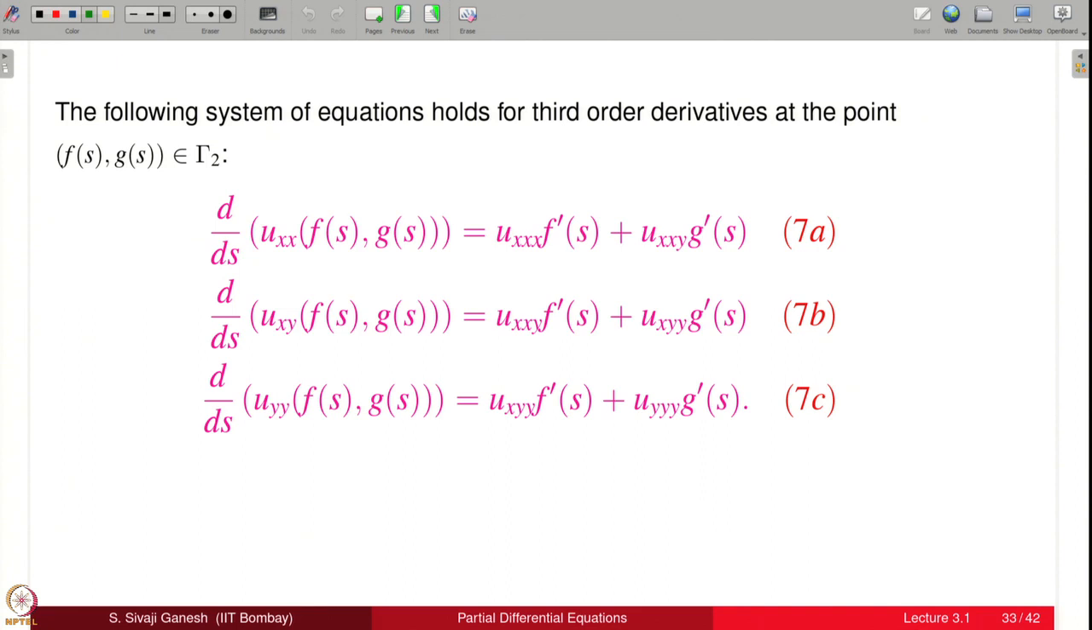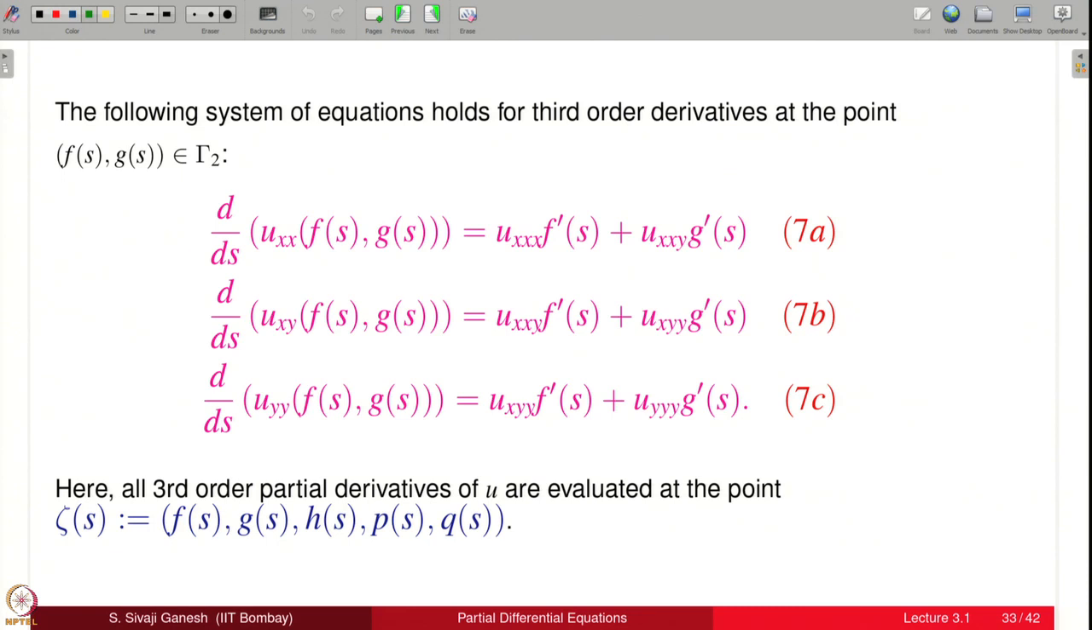The following system of equations holds for the third order derivatives at the point zeta s, eta s in gamma 2. See, we knew u xx, u xy, u yy as functions of S. These have already been determined. Therefore, we can differentiate them d by ds, d by ds, d by ds. So, earlier for the first order derivatives we called p and q as u x and u y. Now, we can call r, s and t, but it will introduce new notations. I want to avoid that. That is why I am retaining it as it is. But by chain rule, this quantity is given in terms of a combination of third order partial derivatives of u.